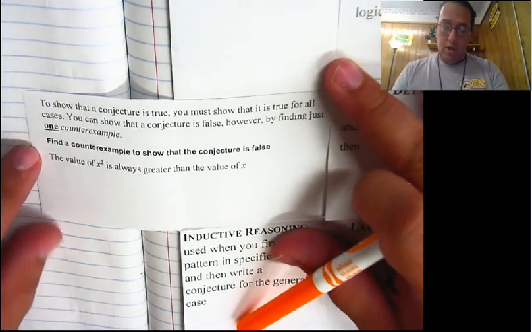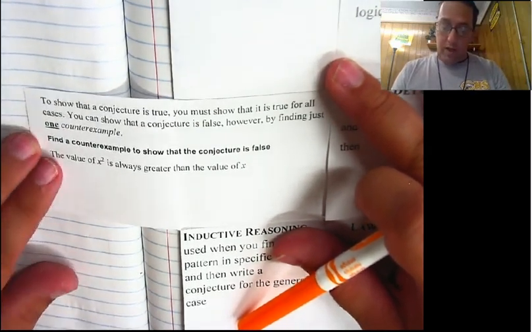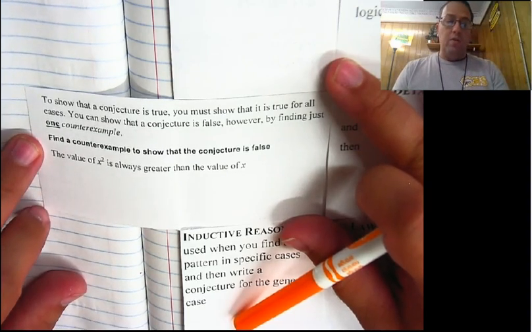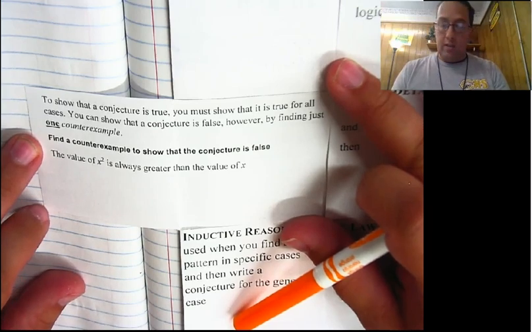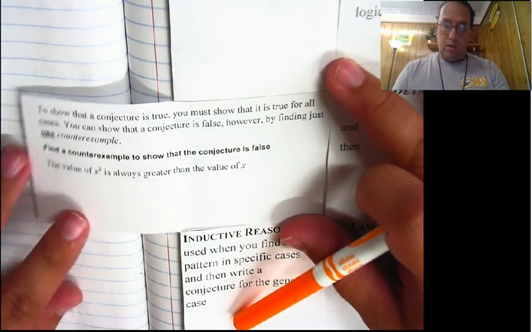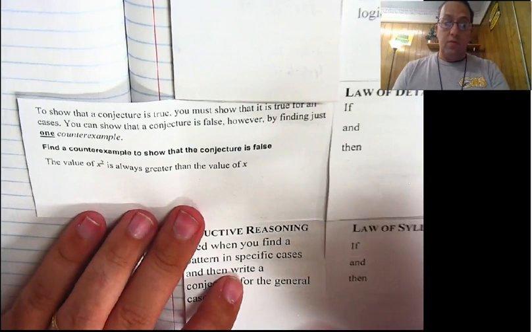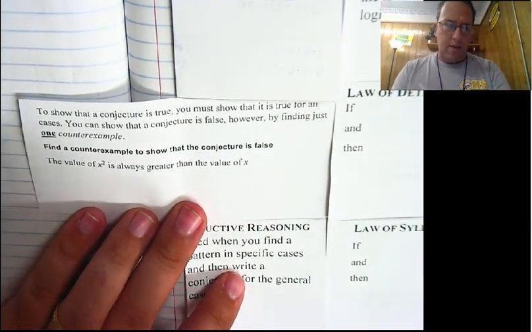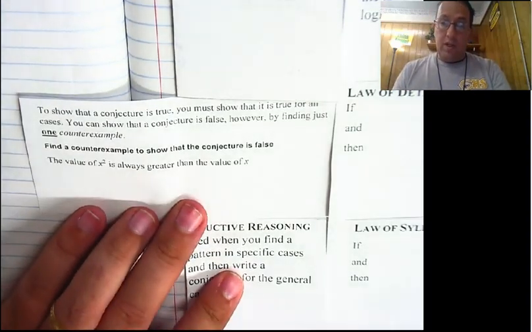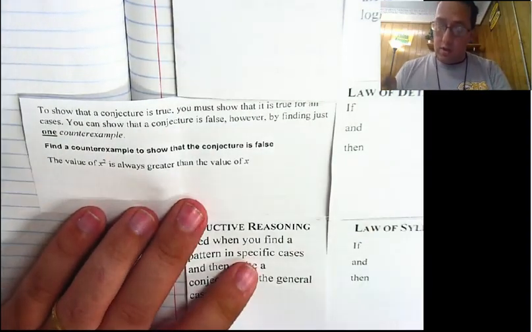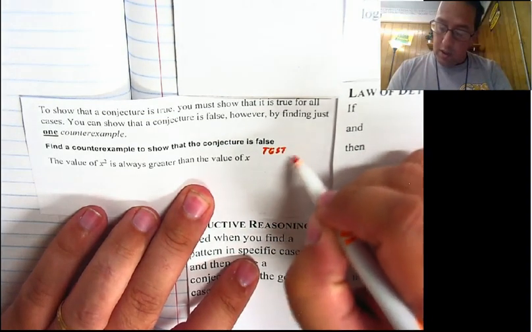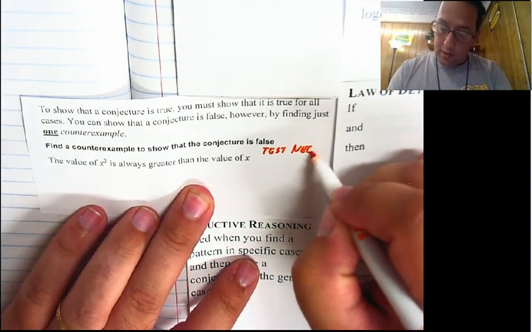All right. So here we go. We want to find a counterexample for this conjecture. The value of x squared is always greater than the value of x. Okay, so there's two things. When you're looking for a counterexample, if there is one, it's usually going to be one of these two things. Number one, you want to test negative numbers. Test negatives.